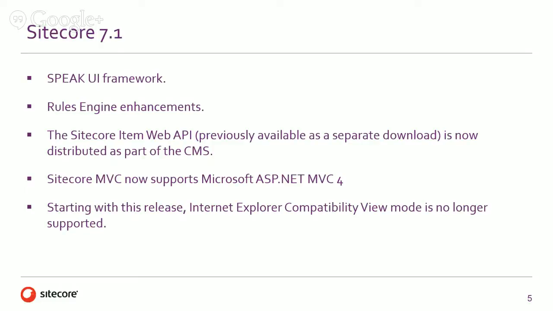There were very large rules engine enhancements which made the rules engine much easier to deal with, and Kieran's going to go into some of the extra features in the rules engine. We started to distribute the item web API within Sitecore. It's been a big part of the product now, and people are using the web API to access Sitecore items remotely. So it's a very key part of the project, and in future versions that will be updated even further.